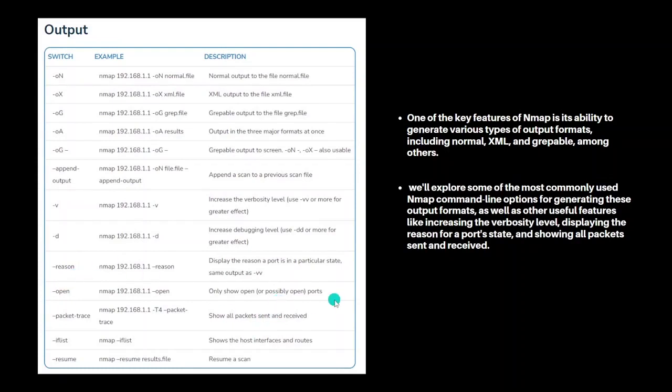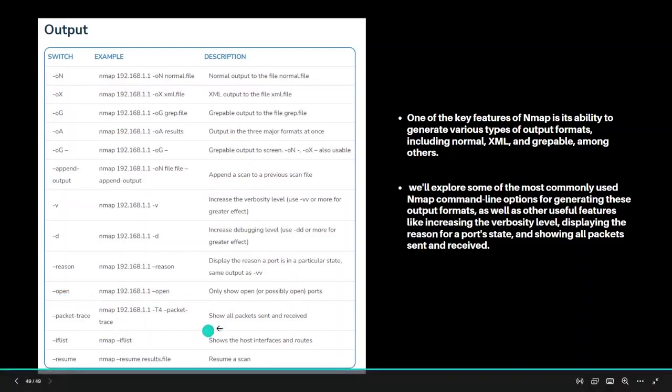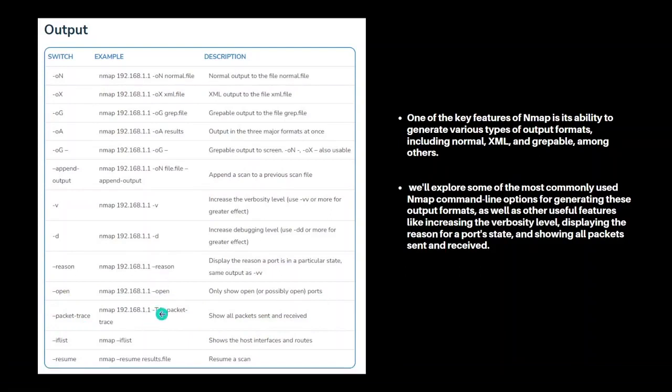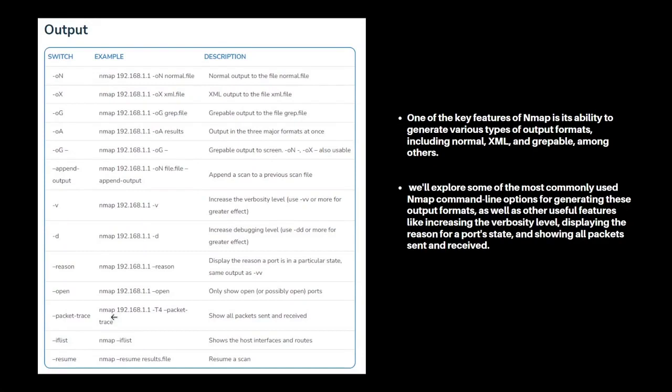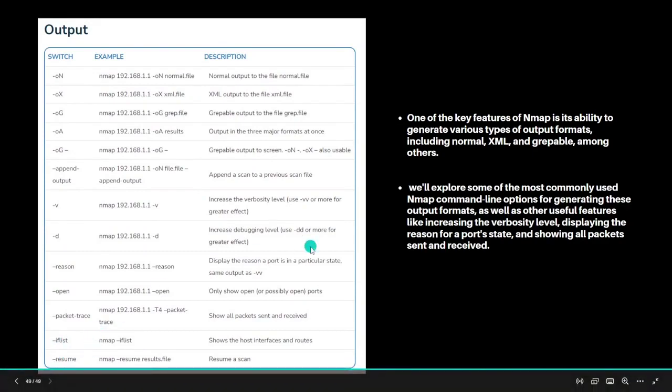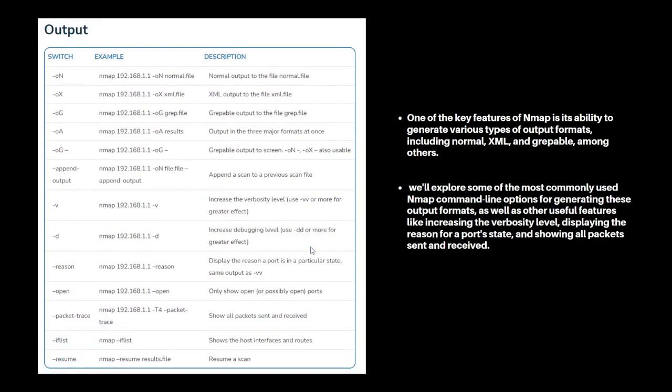In order to display the reason for the state of a port, we use the --reason switch, and to only show the open ports or possible open ports, we use the --open switch, and to show all the packets sent and received, we use the --packet-trace switch, and to show the host interfaces and routes, we use --iflist, and to resume a scan from a previous result, we use the --resume switch.